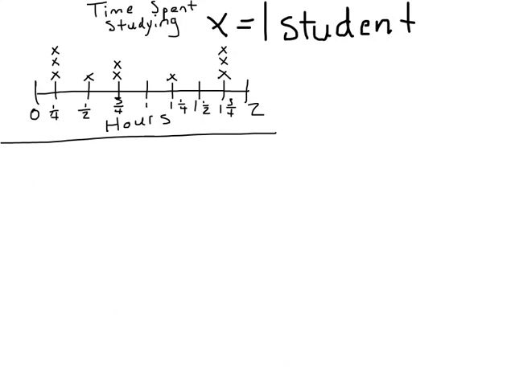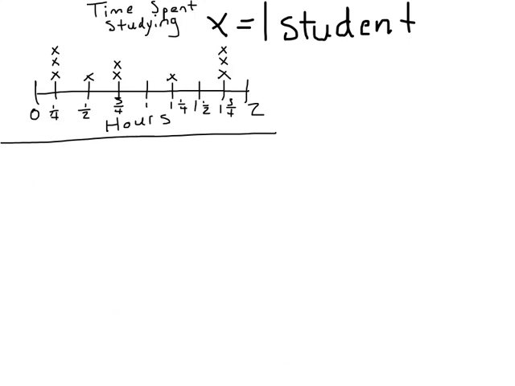You might be asked, how many students spent time studying last week? You could count up all of the X's to figure that out. So how many students spent time studying last week? There are 1, 2, 3, 4, 5, 6, 7, 8, 9, 10 total students who spent time studying last week, because there are 10 X's on our line plot.